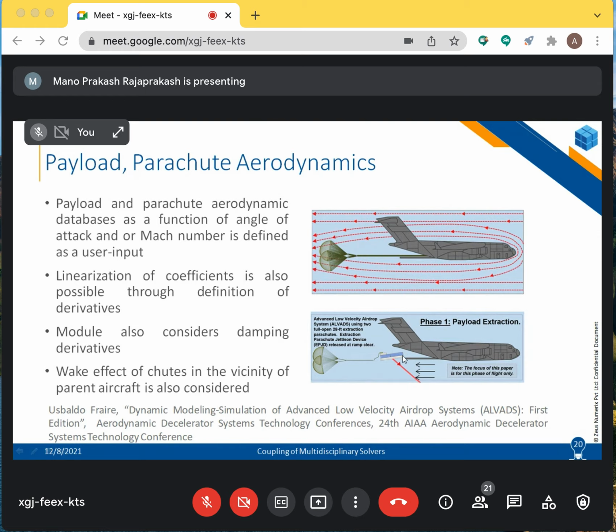The current modeling approach that people typically use is, till the ramp clear happens, that is, till the payload clears the aircraft ramp, this payload can be treated as a flat plate. Since there is not going to be a complete flow surrounding this body, it can be treated as a flat plate. In that way, the aerodynamics approximations and equations inside the model can be approximated.